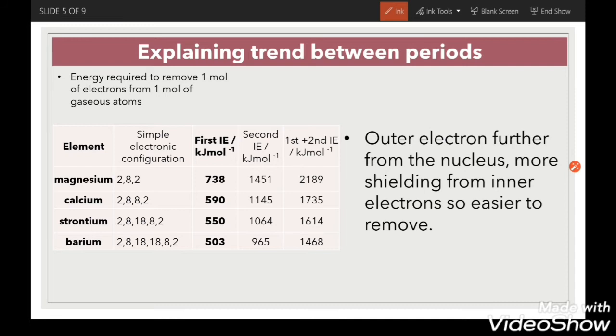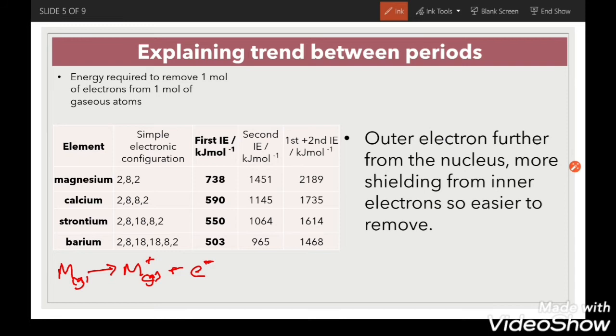So it's easier to remove. Now, I said before, we've got our first ionization energy, so I'm going from M to M+, where M just represents a metal. Remember, it should be in the gaseous state, and forming an electron as well. That's a negative sign there. Okay, so that represents the first ionization energy.